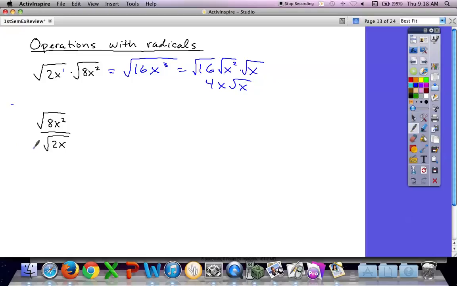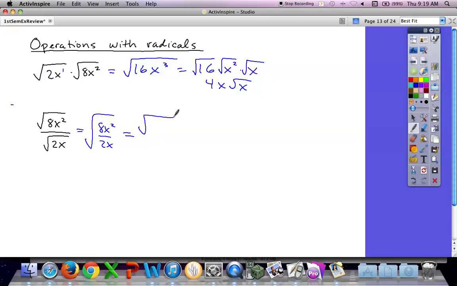Dividing. What did we do when we were dividing radicals? If you look at it and you say, well, if I put them in the same fraction, the denominator is going to cancel, then you definitely do it. Okay. So if I put this into one fraction, one radical, so it's 8x squared over 2x, then the 2 goes into 8, x goes into x squared.